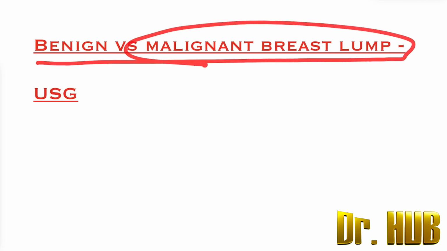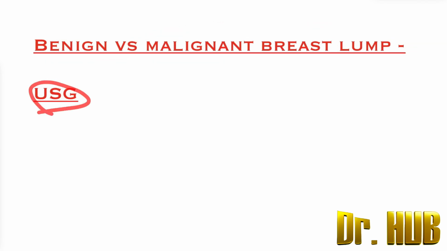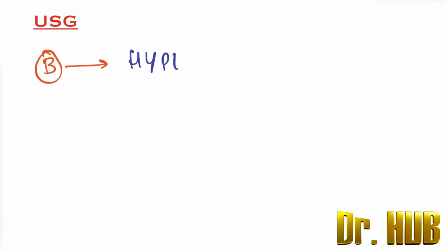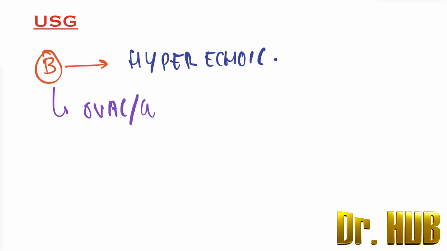Benign versus the malignant breast lump and the USG findings. Now when you look at the benign lump, it is hyperechoic, and there is also a presence of an oval and well circumscribed lump.